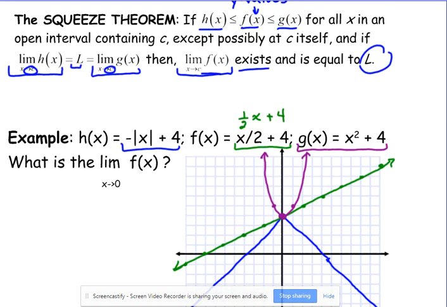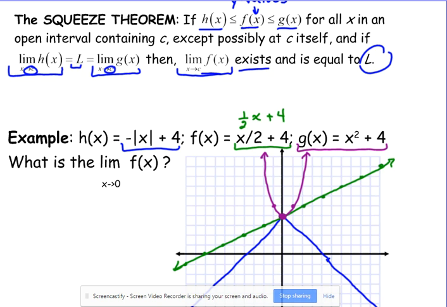H of x, the blue function, is less than or equal to f of x, the green function, which is less than or equal to g of x, the purple function. Is that true everywhere? The blue function's always on the bottom, the green function's always in the middle, the purple function's always on top. So we have the first condition satisfied. Now let's look at the second condition.